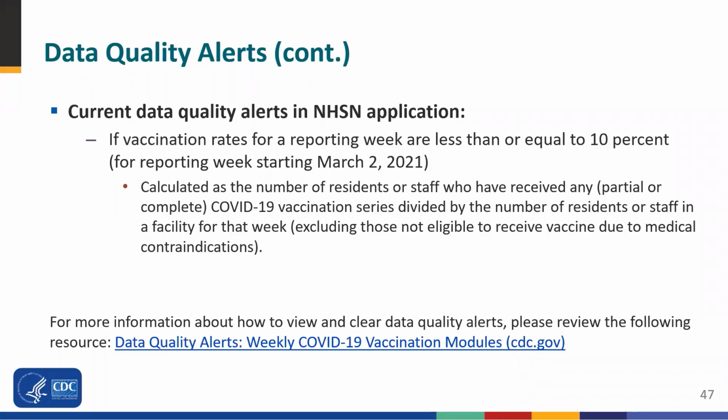This is calculated as the number of residents or staff who received any partial or complete COVID-19 vaccination series divided by the number of residents or staff in a facility for that week, excluding those not eligible to receive vaccine due to medical contraindications. For more information on how to view and clear data quality alerts, please review the following resource listed on the slide. Please note that there was a recent defect associated with this alert. However, it has now been resolved.